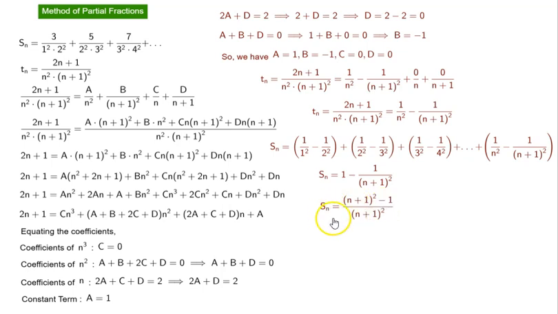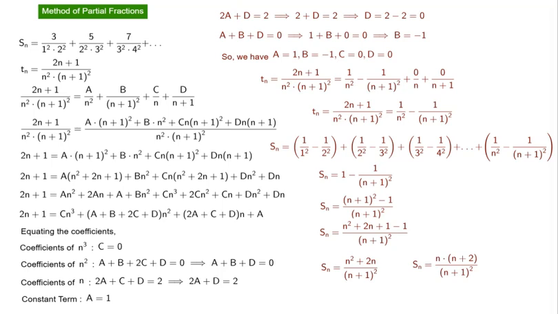Simplifying that, we get Sₙ is equal to ((n+1)² minus 1)/(n+1)². Opening up the bracket, we get (n²+2n+1 minus 1)/(n+1)². Simplifying that, we get (n²+2n)/(n+1)². Factoring the numerator, we get Sₙ is equal to n(n+2)/(n+1)². So this is the formula for finding the sum of first n terms in this series.